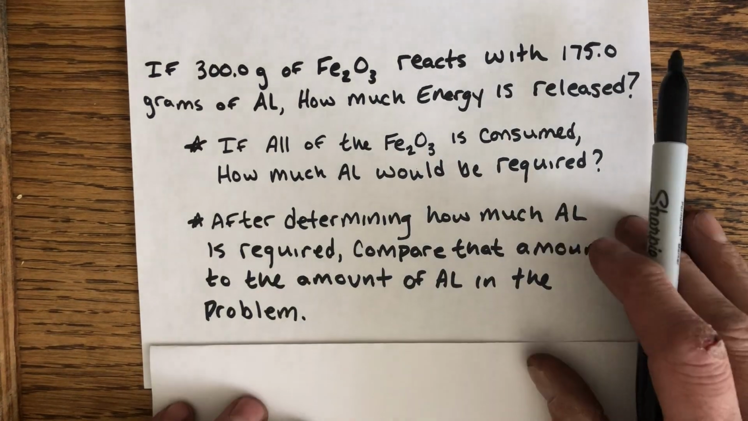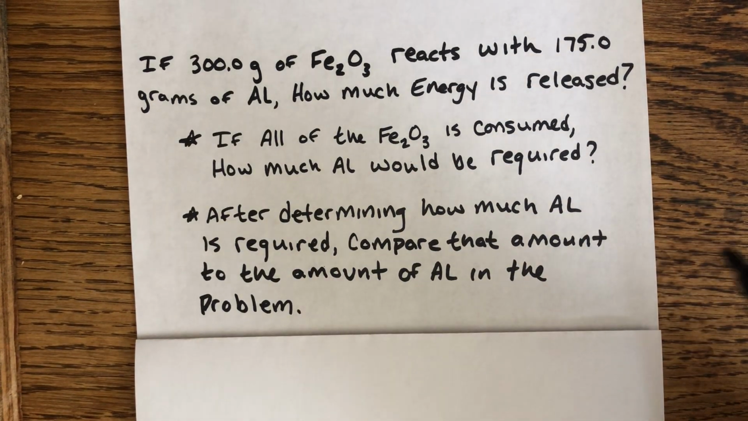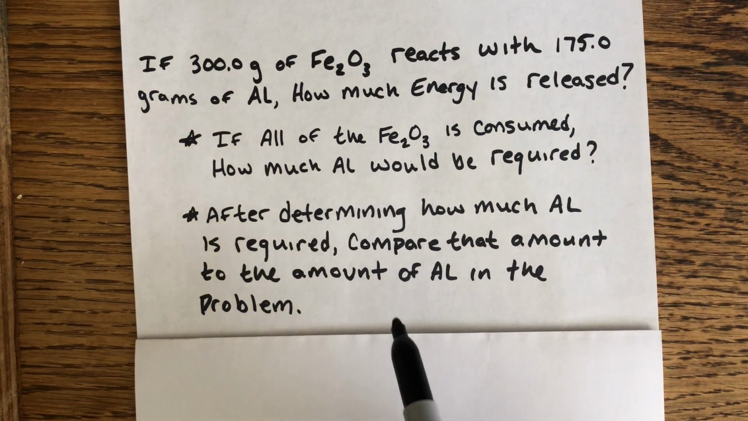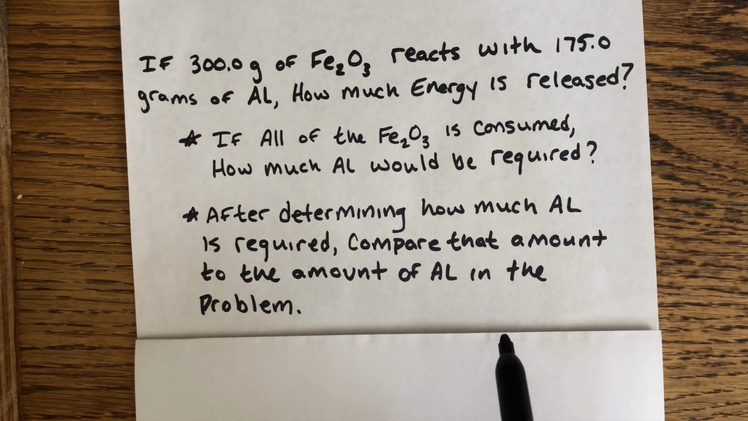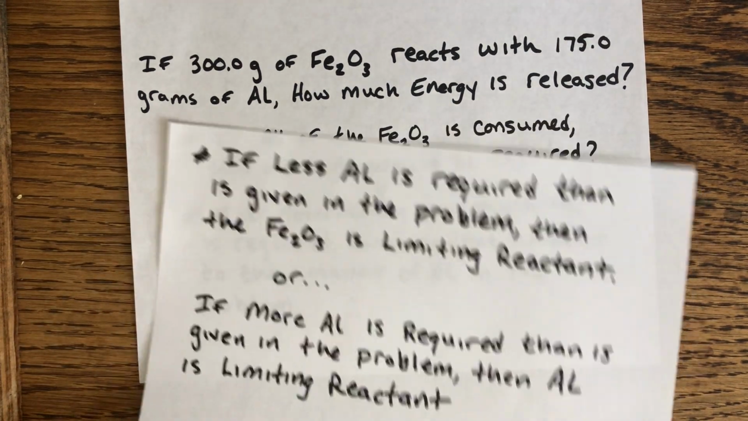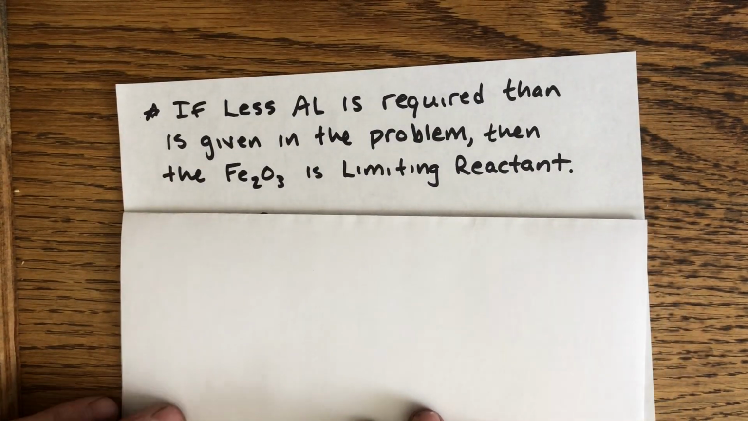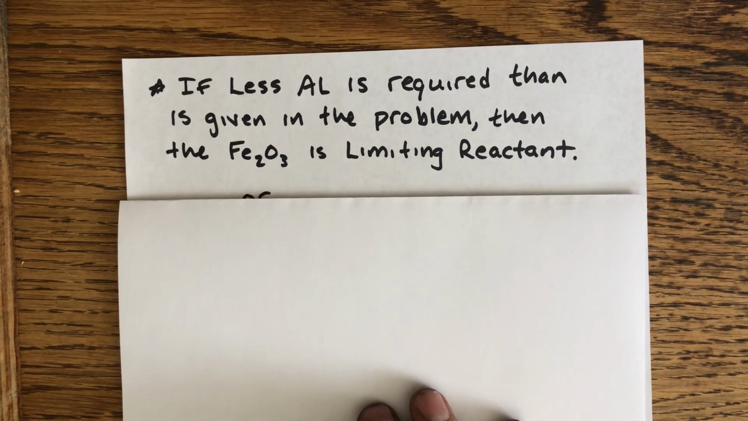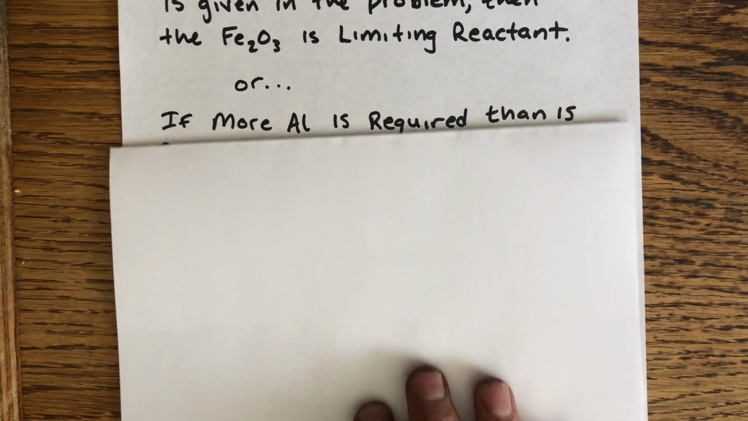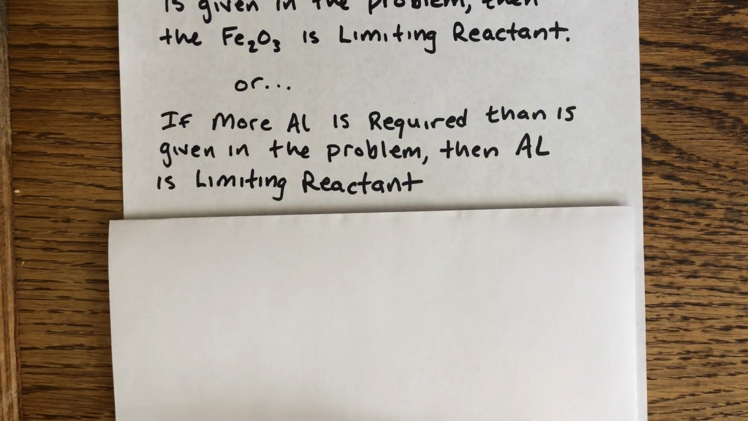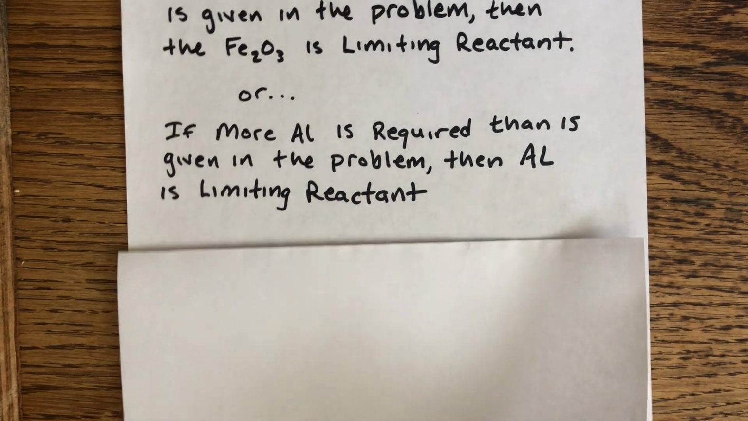And then after determining how much aluminum is required to consume all of your iron oxide, you have to compare that amount of aluminum to the amount in the problem, okay? If less aluminum is required than is given to you in the problem, then the iron oxide is the limiting reactant. Or if more aluminum is required than is given in the problem, then aluminum is the limiting reactant, okay?